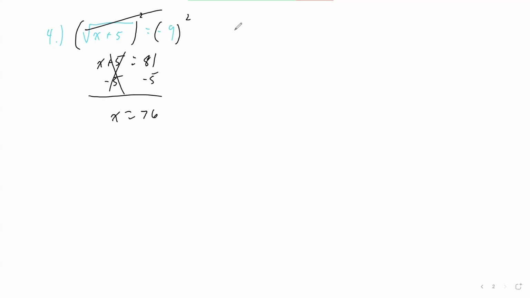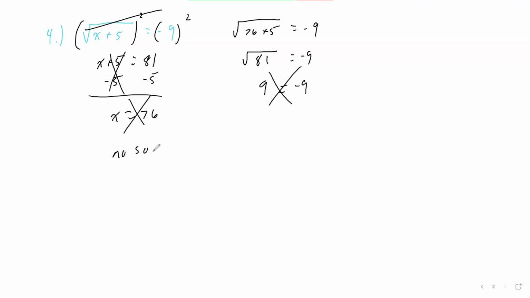So now I'll check it. All right, so this is going to be the square root of 76 plus 5 equals -9. That gives me the square root of 81 equals -9, but that is 9 equals -9, which is not true. So in this case, there is no solution. Again, that's why we check. Let's check another one. Let's try number 5.